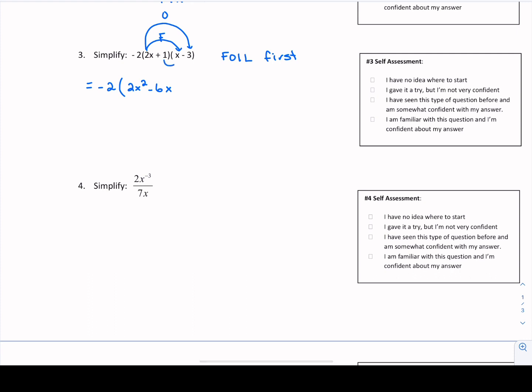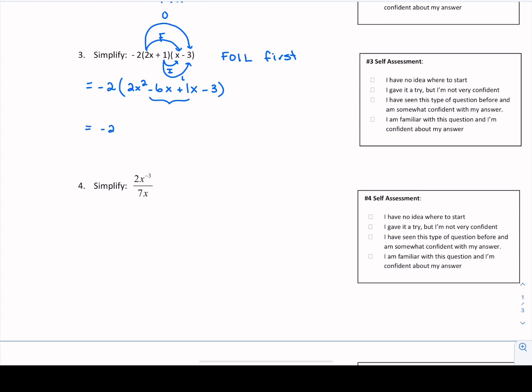I is for inner, so we have 1 times x on the inside, so there's your I. 1 times x is just a 1x, and you can put that 1 in as a placeholder, or you can ignore it and just say plus x if you like. And then L is for the last term, so the last term in both sets of brackets. So positive 1 times negative 3 is going to be a negative 3. Now from here, we know we still have to multiply negative 2 through those brackets, or your choice is to actually combine some like terms in the next step if you like.